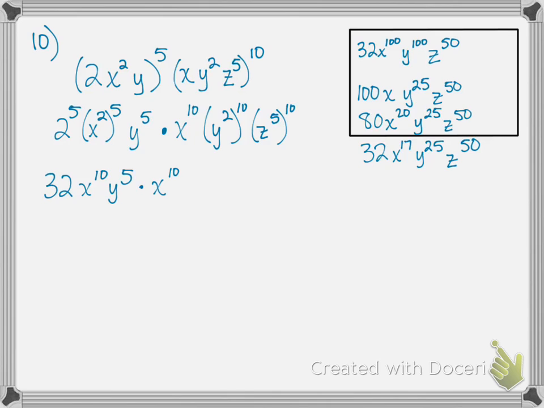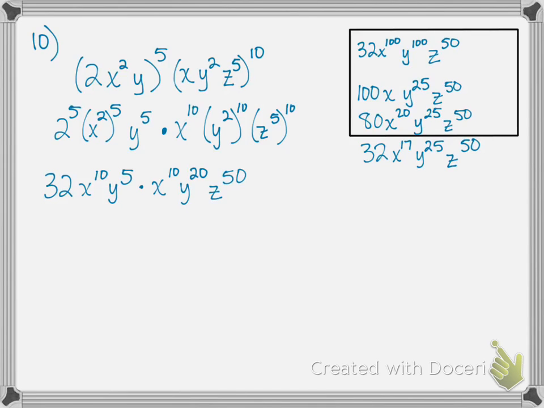Y to the 20th. Is it y to the 20th? Why is it y to the 20th? Because 2 times 10. Okay, we have to multiply our exponents. 2 times 10 is 20. Same thing with z to the 50th. So it looks like everybody got the z part of this, right? Everybody agreed there.